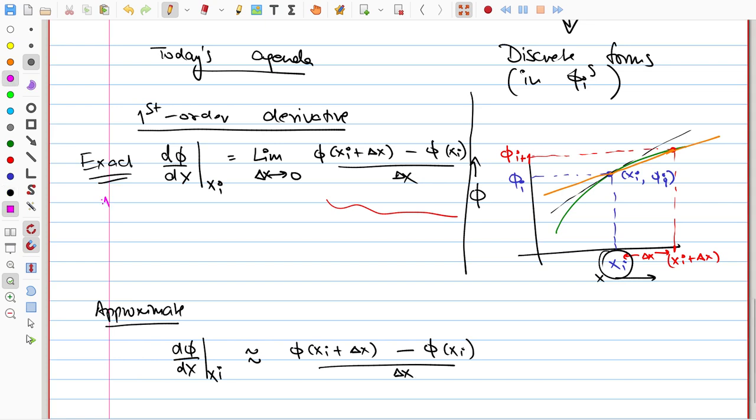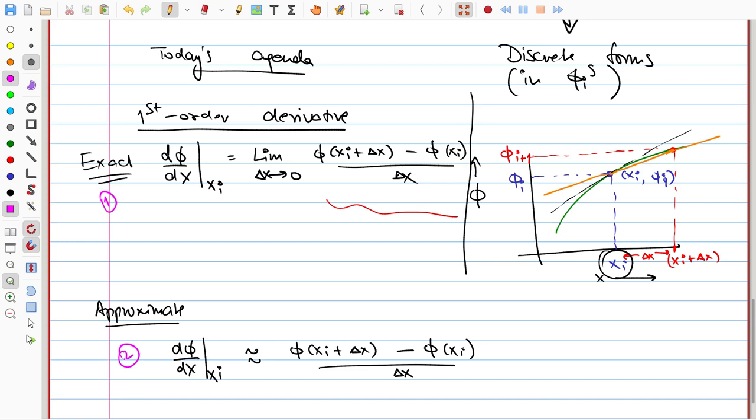So, do we see the difference between 1 and 2? Can somebody raise hand and highlight what the difference exactly is between 1 and 2? Tending delta x to 0 in the first case. Exactly. So, in the second case, delta x is not tending to 0, it is finite. It could be small, but it is still finite, and that is the reason I have used an approximate sign.